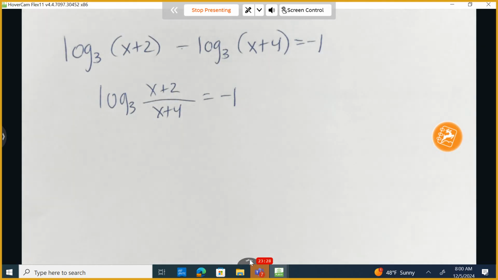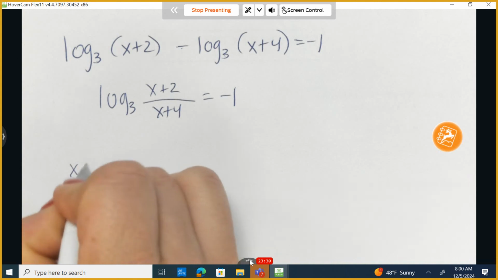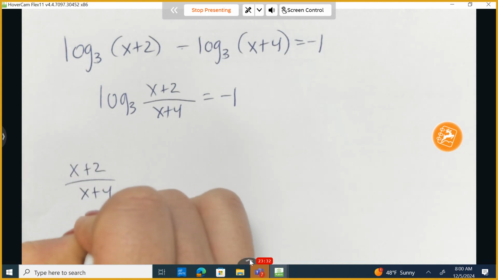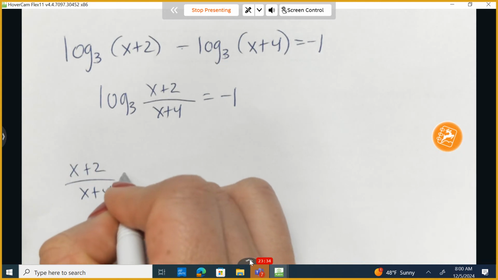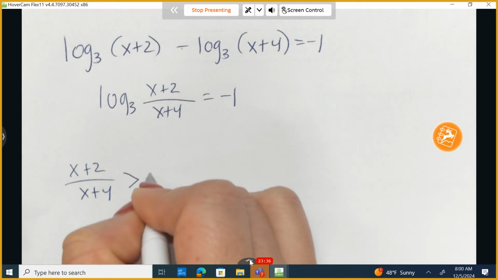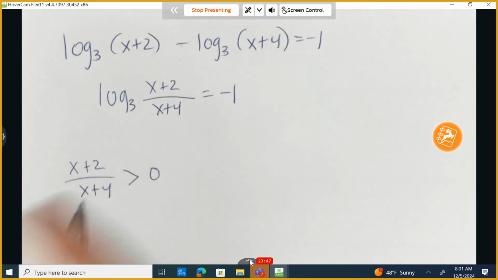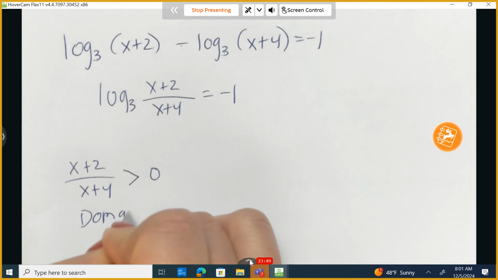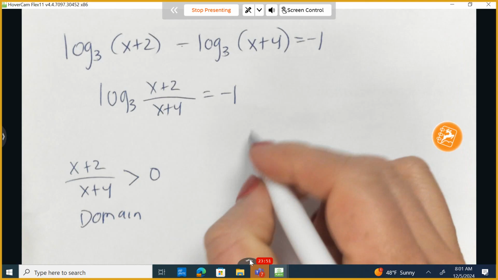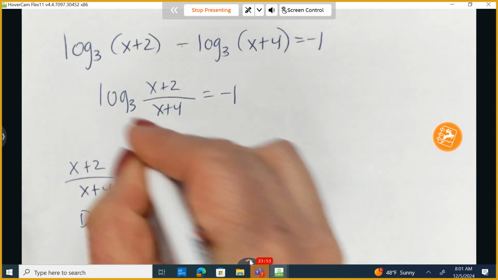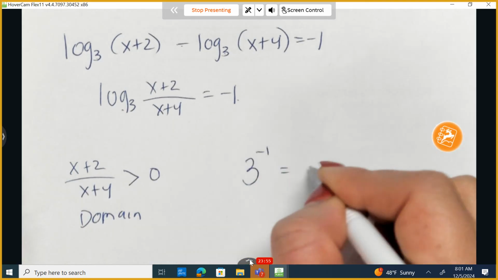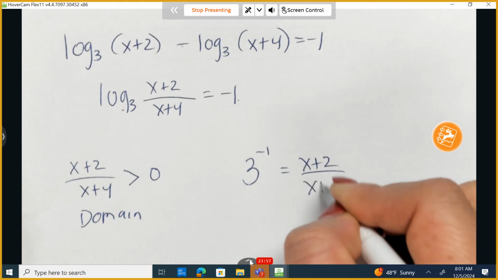But before I do that, I need to think of the domains. So I know that this quantity, keep in mind, this quantity has to be what? Greater than 0. Before we take time, because it's a fraction, let's go ahead really quick and figure out what we think our answers are going to be. So I'm going to come back here to the domain to make sure it works in just a little bit. I'm going to start by writing this right now in exponential form. So 3 raised to the negative 1 equals x plus 2 over x plus 4.